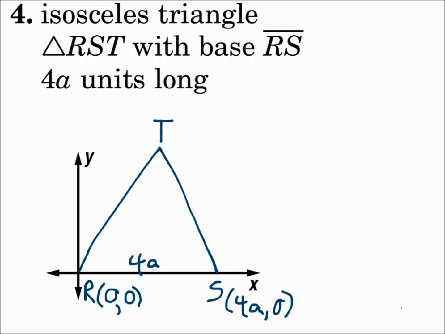Now for point T. Remember, this is an isosceles triangle, so it can be folded in half. Since S is 4a to the right, T is at the halfway point, so it's 2a to the right. It doesn't say anything about the height of this triangle, so I'm going to have to create a new variable for the height. Only create a new variable if you can't use an existing variable. So I'll use b. So R has the coordinates 0, 0. S is 4a to the right, 0 up and down. T is at the halfway point, which is 2a to the right, and b units up.